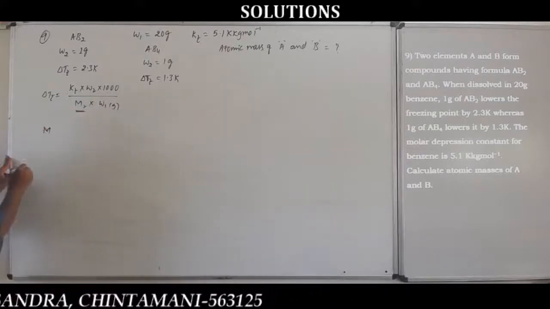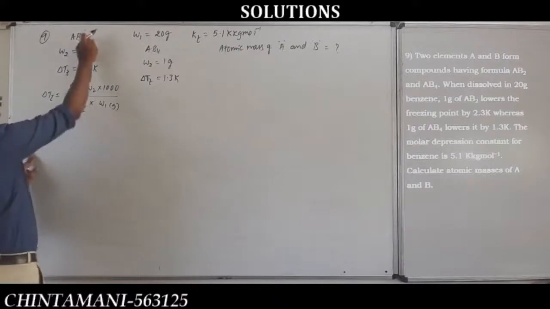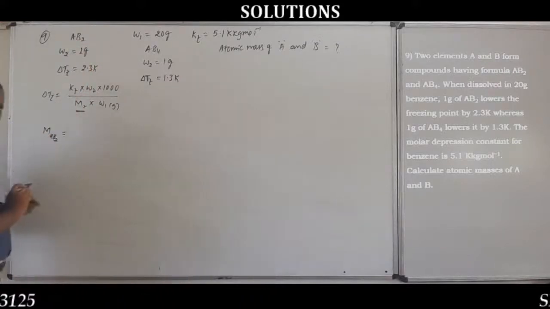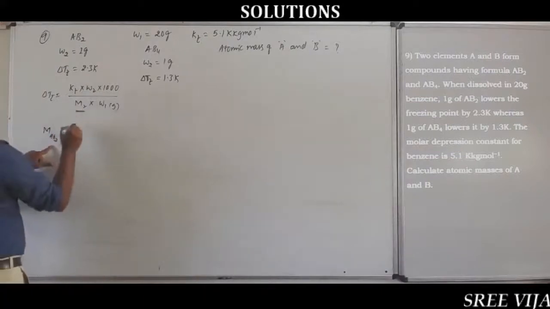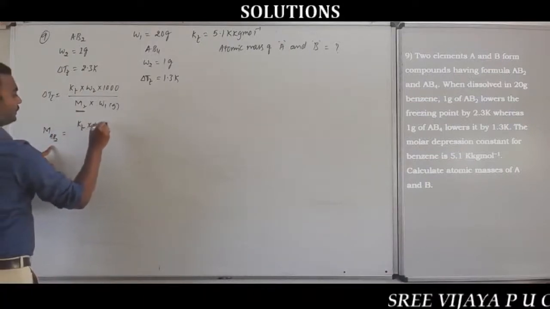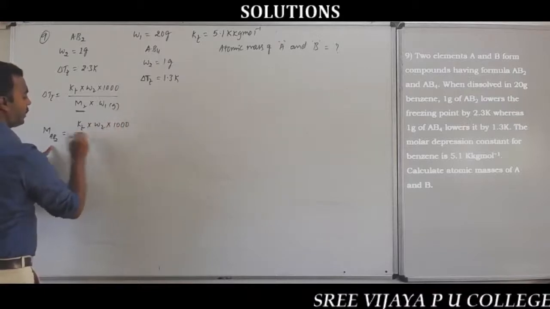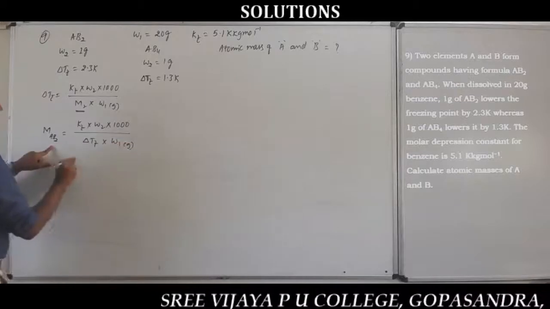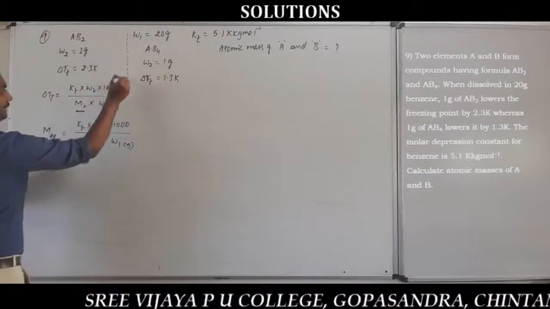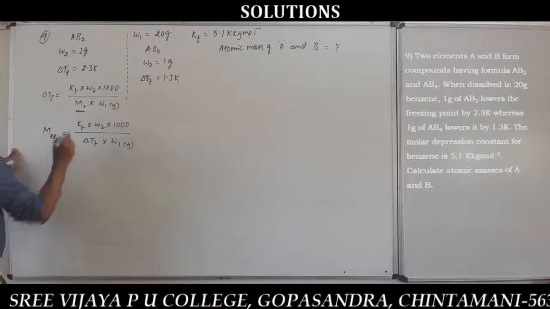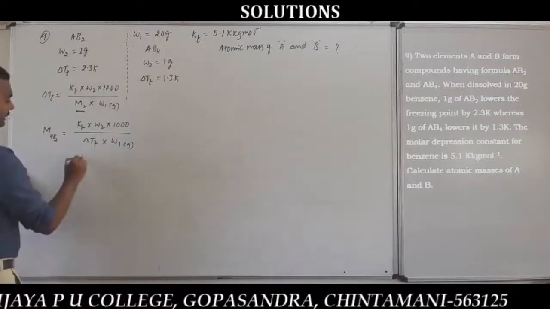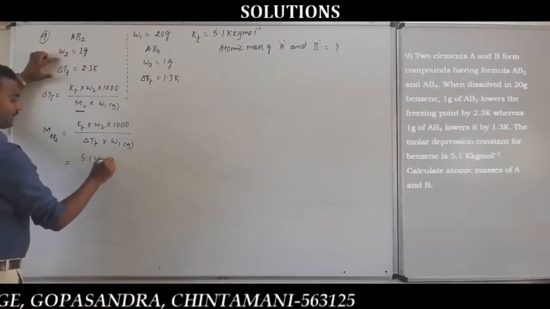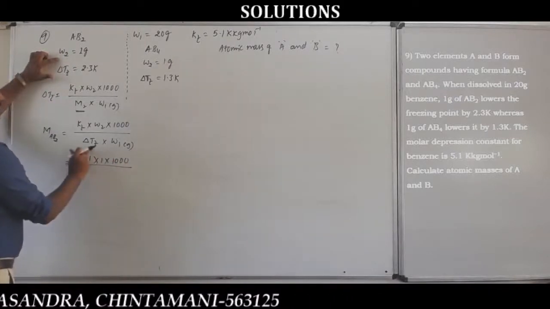M2 is the mass of solute. Here the solute is AB2, so M2 is the molar mass of AB2. Molar mass of AB2 is equal to Kf into W2 into 1000 whole divided by delta Tf into W1 in grams. Now substitute the values. Kf is equal to 5.1, W2 for AB2 is 1 gram, into 1000 divided by delta Tf.